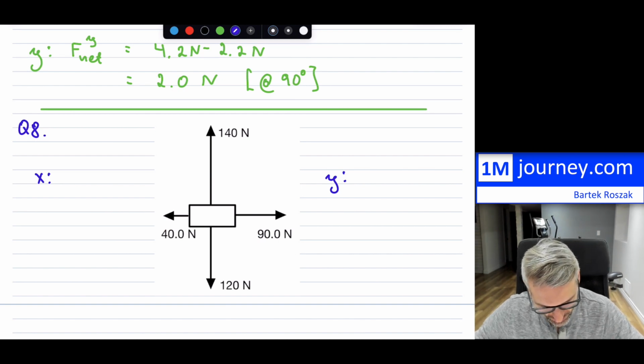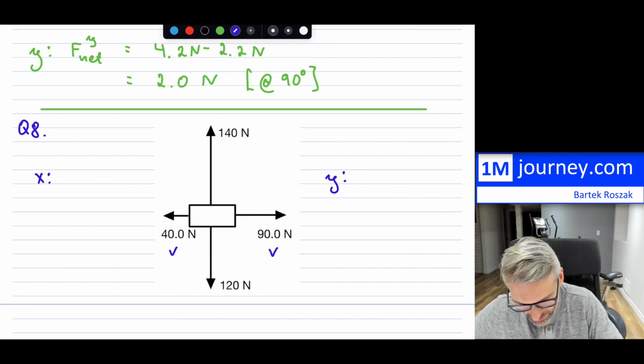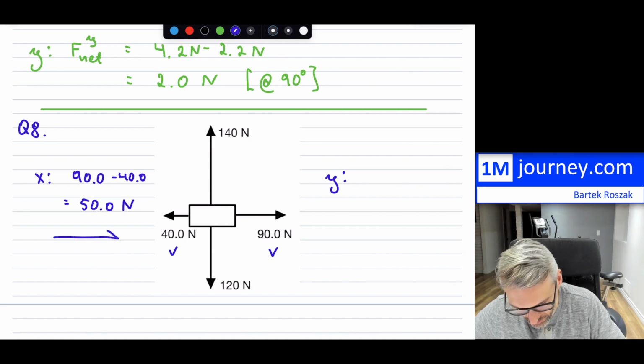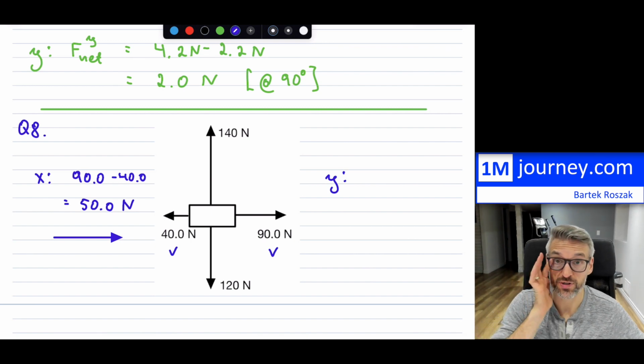So notice this one is 90 newtons. This is 40 newtons. So the x component is going to be 90 minus the 40. So that's going to be just 50, keeping the same number of sig figs. And this is going to be to the right. So that's going to be 50 newtons in this direction, right? Because that one overpowers it. That's your net force in the x.